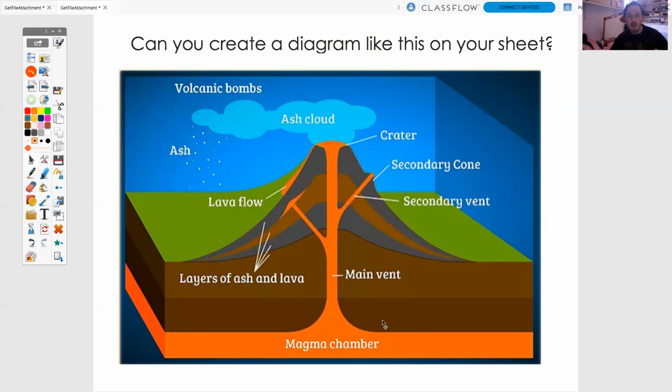Right, where were we? Right, yes, diagram. So, pause here, have a go at making your diagram look beautiful, look accurate, make sure you label everything correctly, and then have a really nice time drawing it. I like drawing volcanoes, it's fun.